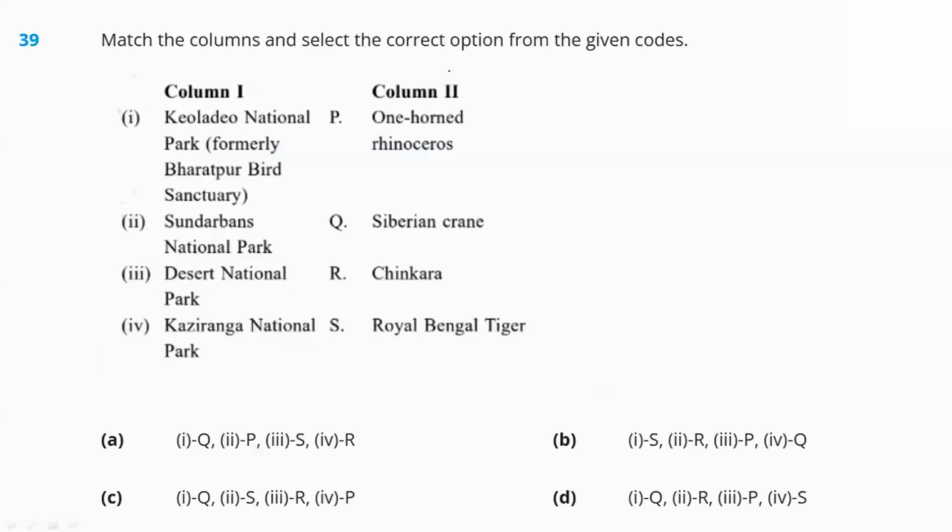Next, match the columns and select the correct option from the given codes. Okay, so option 1 will match with Q. Corbett National Park is Siberian crane. Then 2 will match with Sundarbans National Park is Royal Bengal tiger. Okay, then Desert National Park is Chinkara. Okay, and Kaziranga National Park is famous for one-horned rhinoceros. So option number C is our right answer for this question.